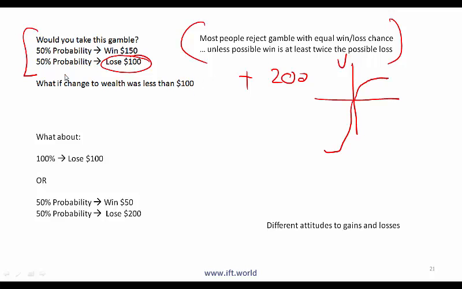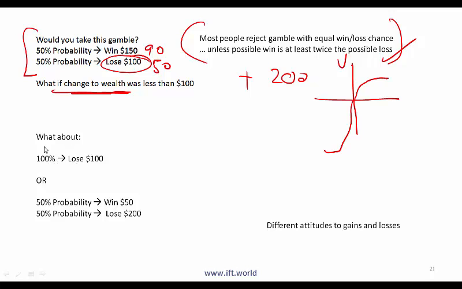All right. What if the change to wealth was less than 100? What this means is a 50% probability that the win is maybe 90 and a 50% probability that the loss is say 50. Would that change what most people do? Probably not. Okay, so that's just a given. I think this is the main point over here. And what is this point highlighting? It's highlighting loss aversion.